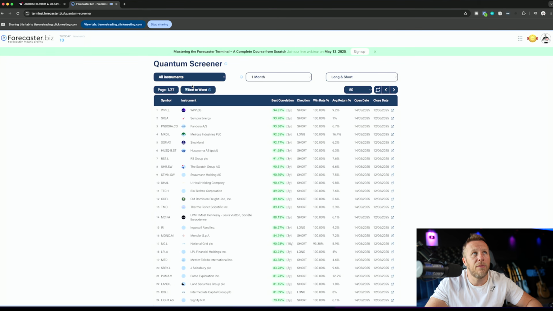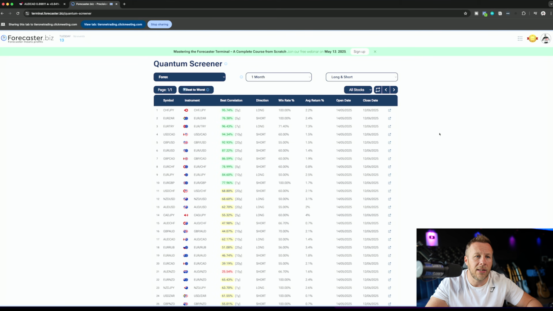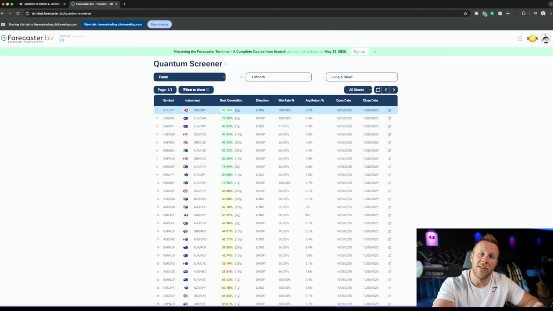What I'm going to do is go to the quantum screener and go to 1 month, because I'm looking at trading opportunities which are shorter term. The quantum screener will add up and analyze all of the high probability factors that we need to put into a good trading decision. It looks at seasonality, it looks at correlation in price, it looks at the average returns, it looks at the best trading opportunities basically, and it will even give you an open date and a close date for that trading opportunity.